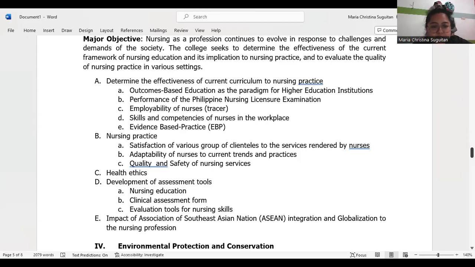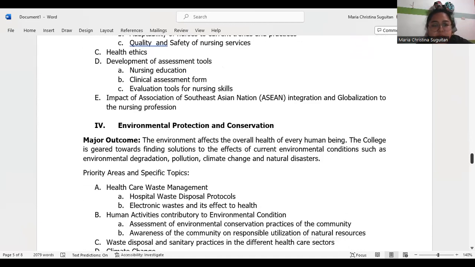We have the quality and safety of nursing services. And then health ethics, development of assessment tools like nursing education, clinical assessment form, the evaluation tools for nursing skills. And then we have the impact of Association of Southeast Asian Nations, integration and globalization to the nursing profession.